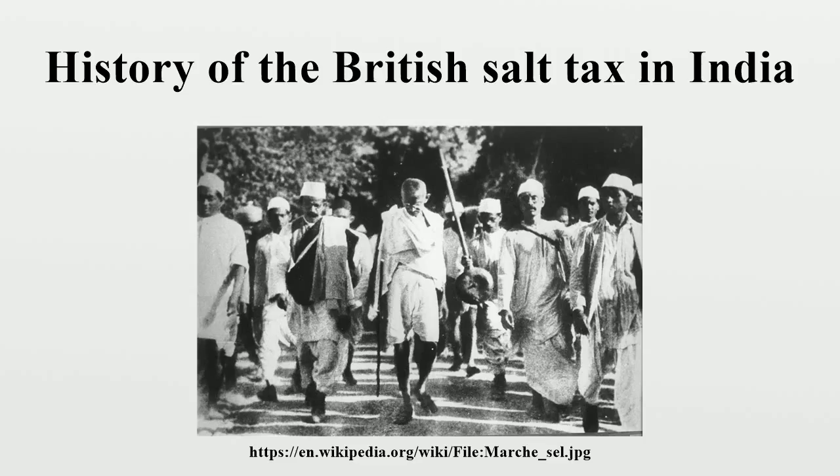The satyagrahis reached Vedaranyam on the east coast of India on 28 April, where they prepared salt illegally on 30 April.